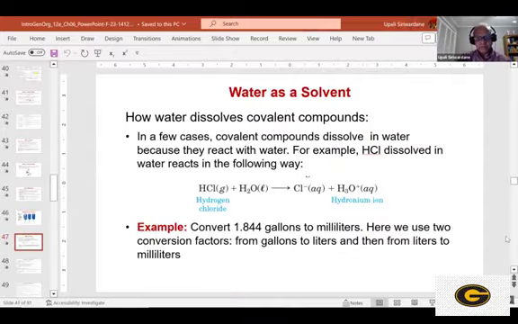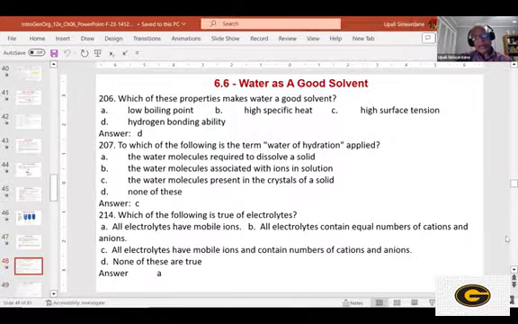Water is a good solvent. It has high specificity.